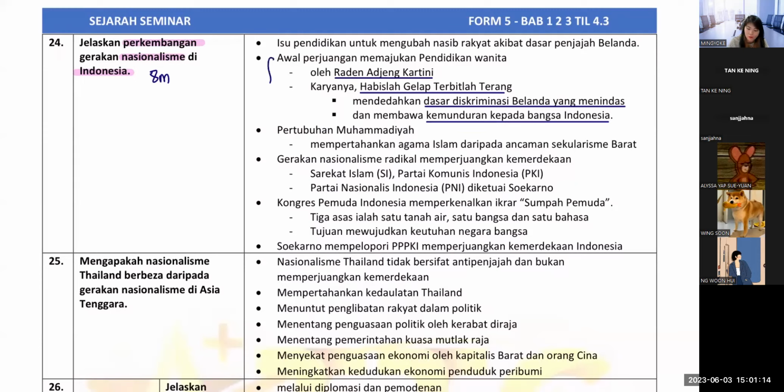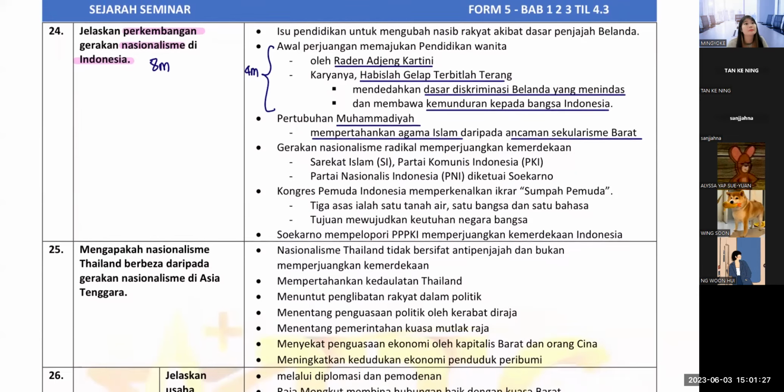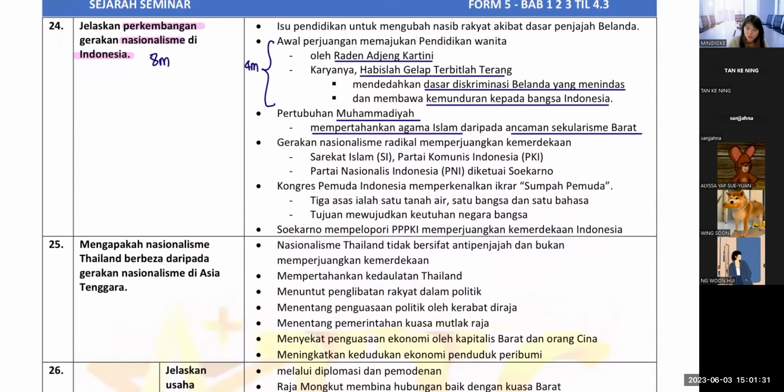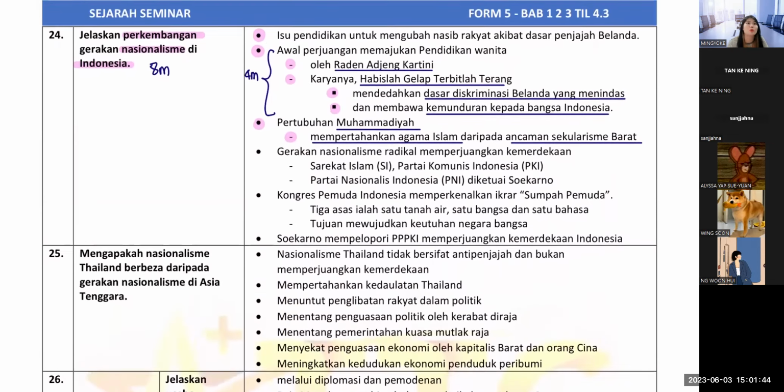So they may ask awalnya, then they give you 4 marks. Then you take note, or the Muhammadiyah is to defend Islam from ancaman sekularisme Barat, like that. So you just remember 8. Very simple. 8 marks point, you can say first, second, third, fourth, fifth, 6, 7, and 8. The rest don't need to write also, okay.